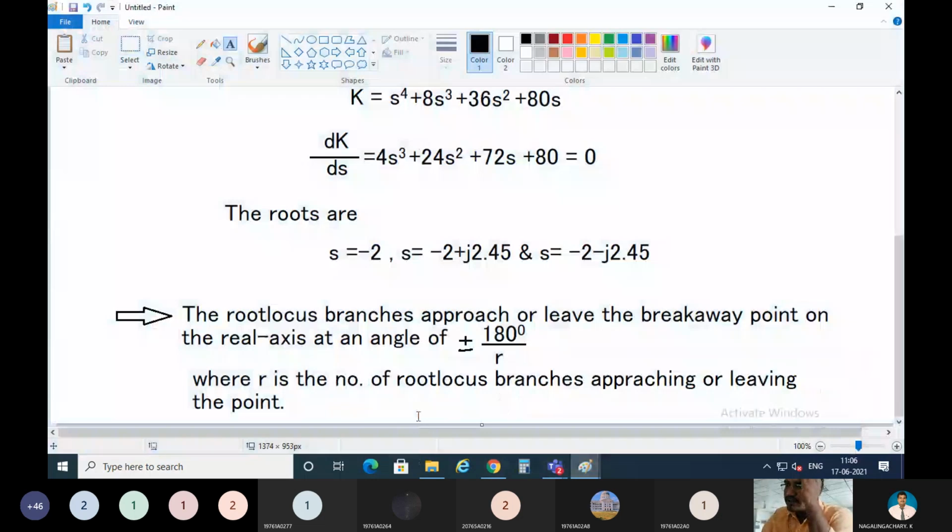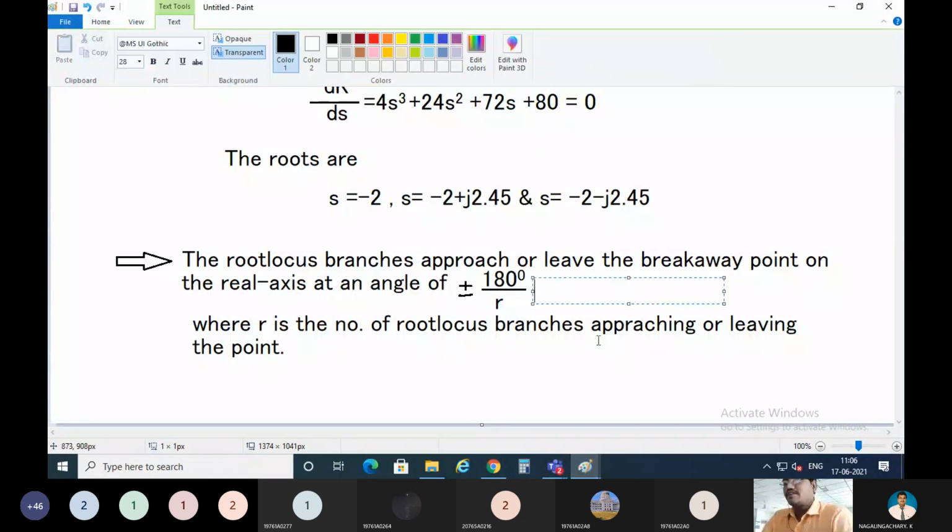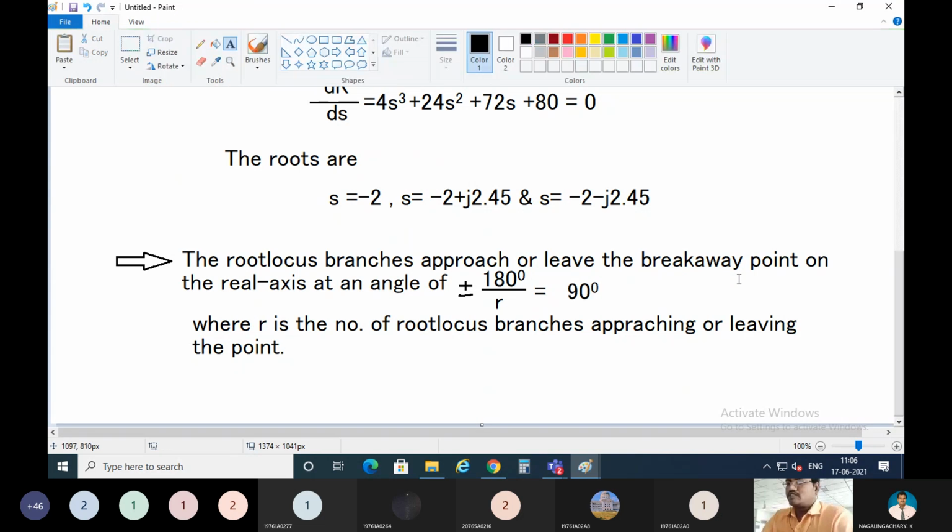So plus or minus 180 degrees by r. In this case, that is equal to plus or minus 90. Not only in this case, mostly it is plus or minus 90 degrees.